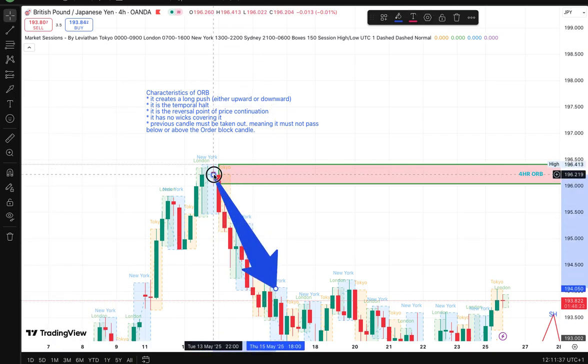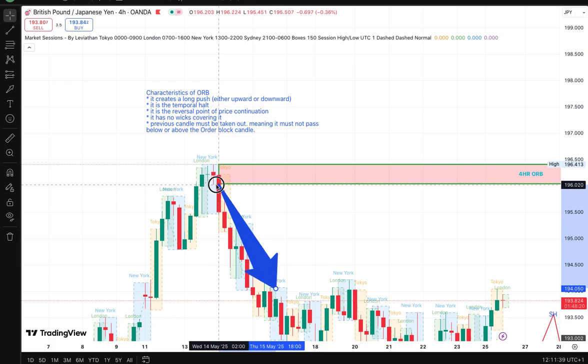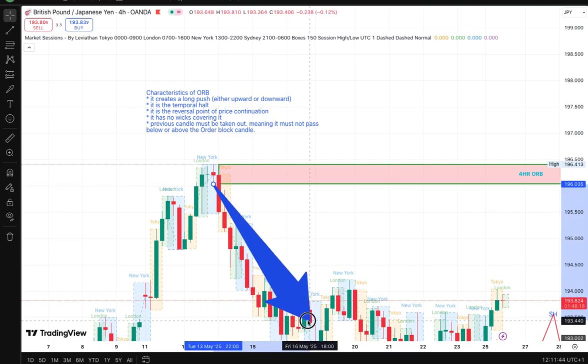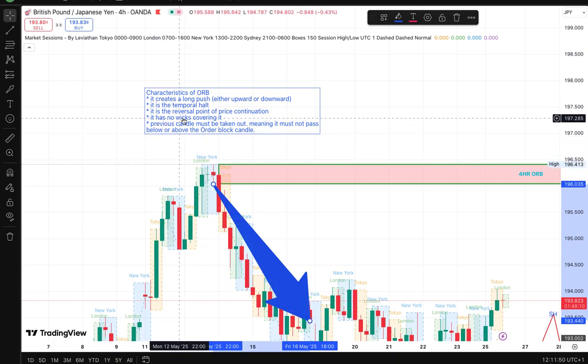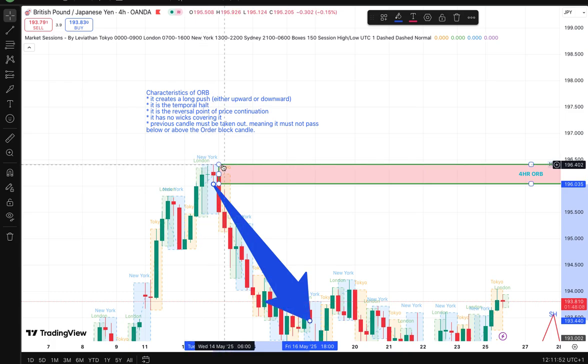That's the candle that started it. This is the candle. You can see it created a long push to the down part. It is a temporal hot. Yes, this is a temporal hot. It has no wicks covering it. There is no wick that is covering it. It is the highest. This second one is almost, but it's like a dodgy candle, an indecision candle. You can see it's almost up to it, but it's not it.